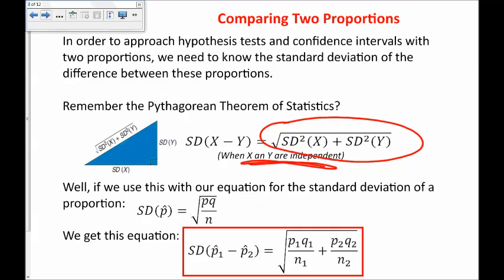Now we have been using the square root of pq over n formula, so we plug that in. If you square it, you will get simply pq over n. So it ends up looking like this down here in the box. The standard deviation of p1 minus p2 is equal to the square root of p1 q1 over n1 from the first proportion plus p2 q2 over n2 from the second proportion.